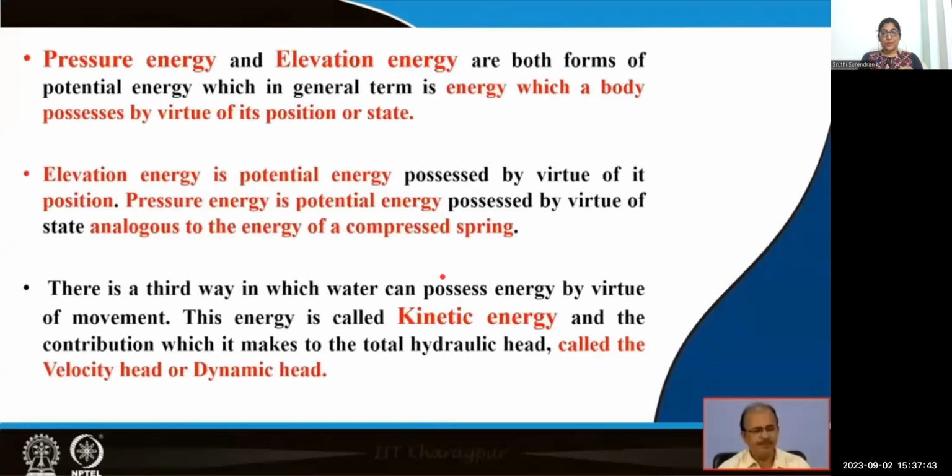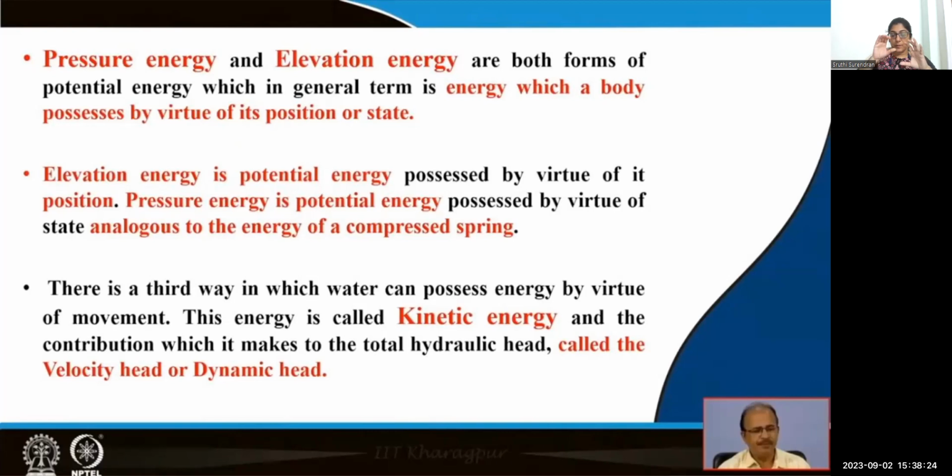So let's get into what all these terms are. Pressure energy and elevation energy are forms of potential energy, which is the energy of a body with respect to its position or state. Pressure energy and elevation energy are dependent on the height of the water column, which is why they are related to the position or state. The third form of energy is kinetic energy, which is the energy that is possessed by moving water.